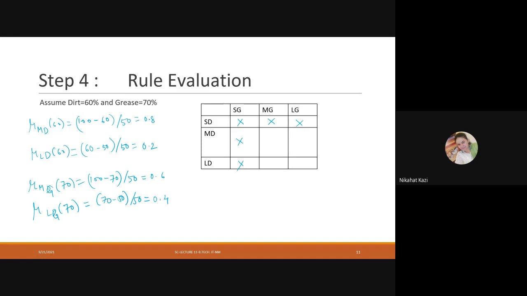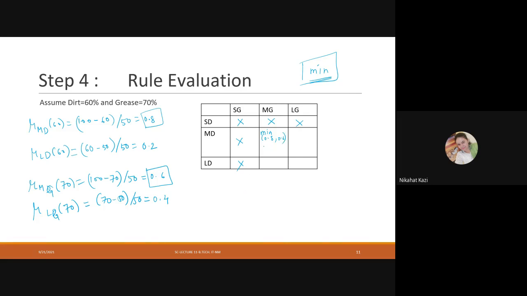So if the dirt is medium and the grease is medium, okay. So whenever I do an AND, I use the min operation. Since my rules are using AND as a connective, I use the min operation. So dirt is medium and grease is medium. We look at this value and this value and use the min operation. So I say min of 0.8 and 0.6.